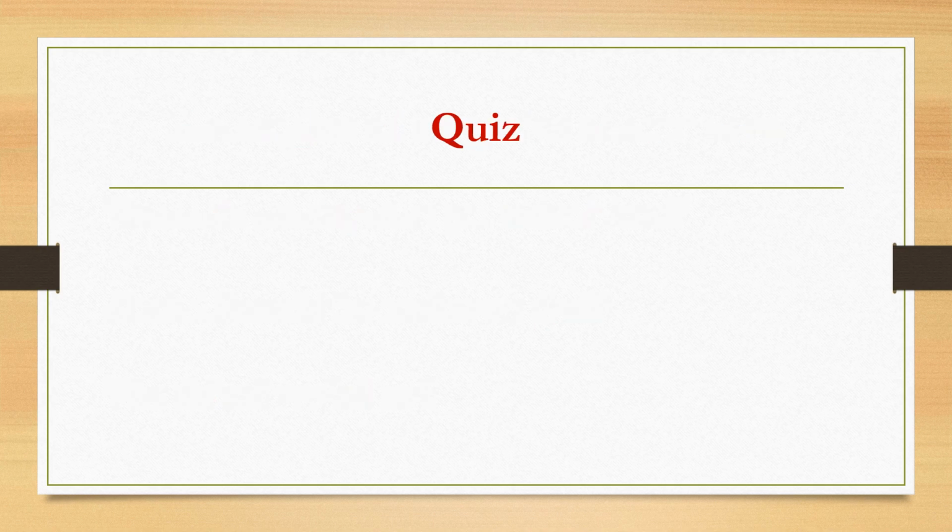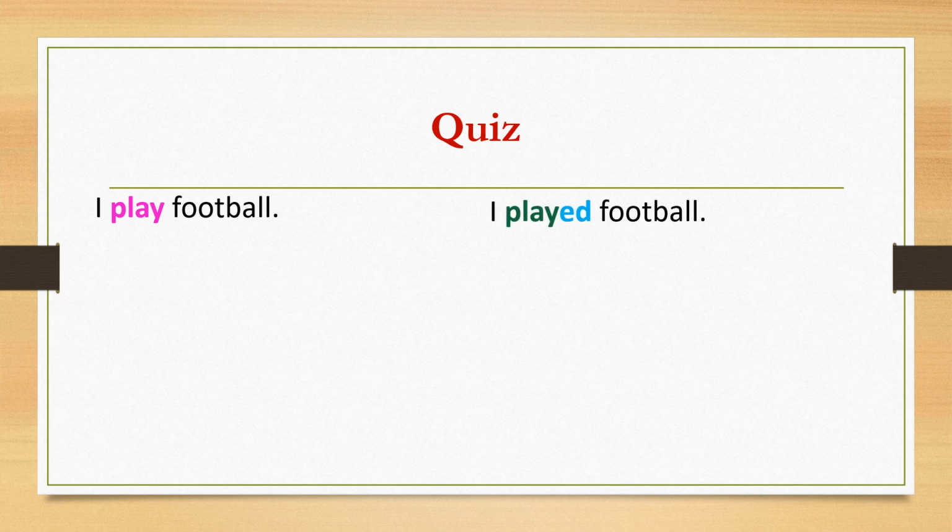Let's have a small quiz now. I play football. This is a sentence. The verb is in the present simple. So how do we make the past simple? That's it. I played football. It is a regular verb, so I just added ed.